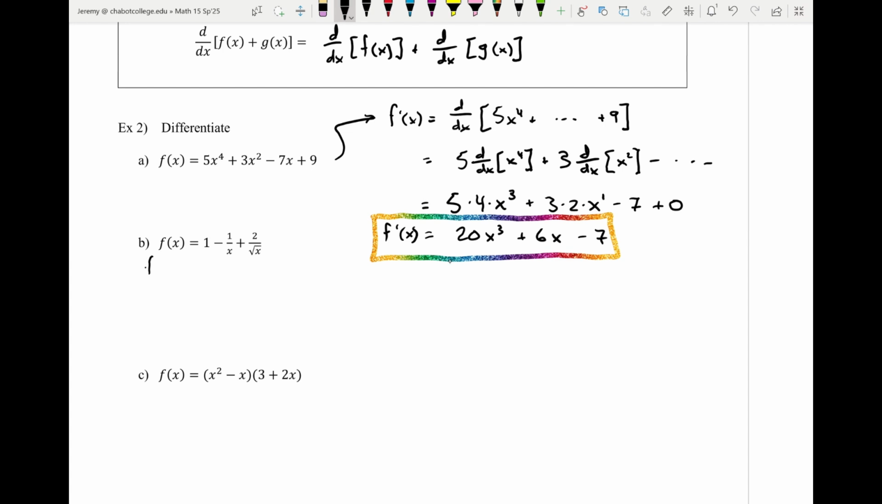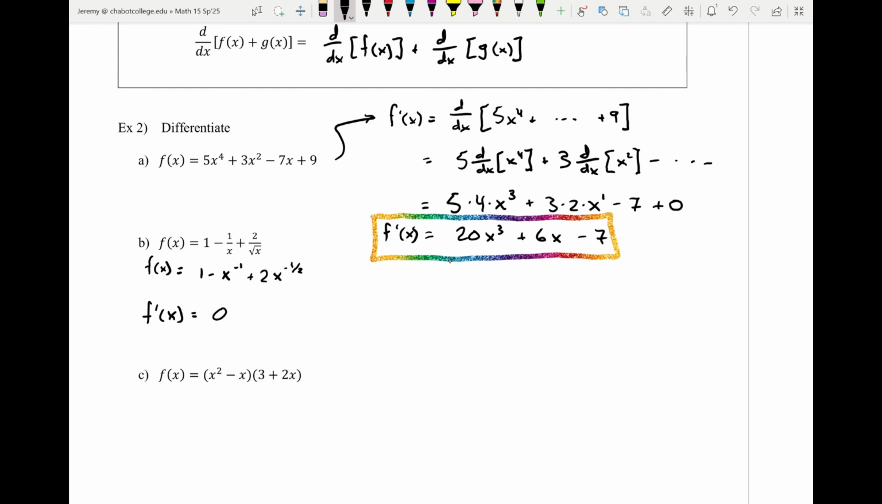I can rewrite this as 1 minus x to the negative first power plus 2 times x to the negative 1/2. All right, the negative sign indicates that this should be in the denominator, and the 1/2 is the square root. And I want to write it in this form because now I can take the derivative of each term using the power rule. So here we go, f prime of x, it's going to be equal to 0, right?